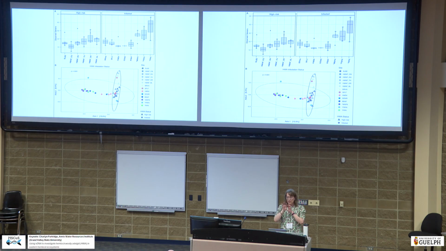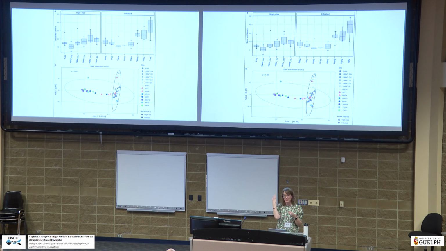So what this is showing is that there's a distinction. So there's non-complete overlap between our infested sites and our high-risk sites, suggesting that there are differences in communities between those infested and high-risk sites. So when we look at what is different between those sites, we did a differential abundance analysis, and we identified 40 different genera that were different between these sites.